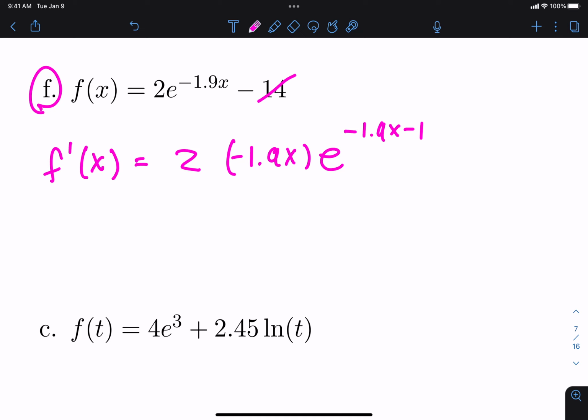Not supposed to bring x down? And then not supposed to subtract by 1. Yeah, in other words, I'm not supposed to use the power rule. Why not? Because I can only use the power rule when my function is a power function. And this is not a power function. e to the minus 1.9x is not a power function. What kind of function is it?